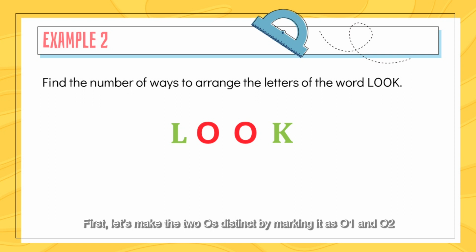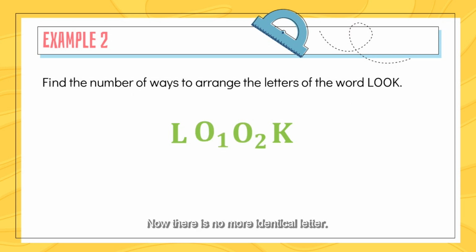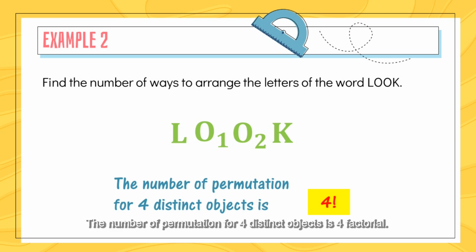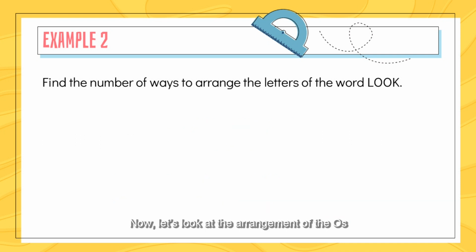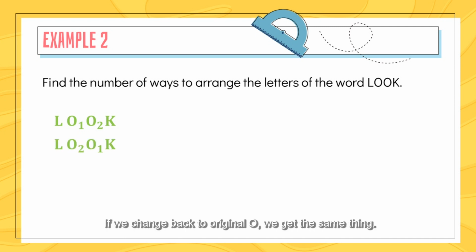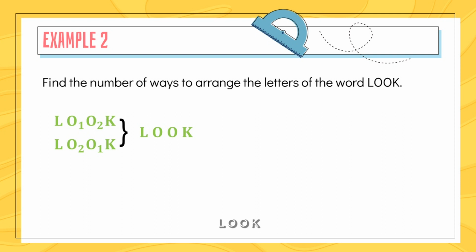First, let's make the 2 O's distinct by marking them as O1 and O2. Now, there is no more identical letter, right? All letters are distinct. Hence, we can use the previous result. The number of permutations for 4 distinct objects is 4 factorial. Now, let's look at the arrangement of the O's. This is how we write earlier, L, O1, O2, K. But we can rearrange the O's and it becomes L, O2, O1, K. If we change back to original O, we get the same thing, L, O, O, K.